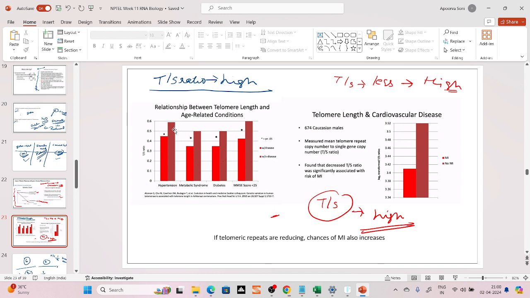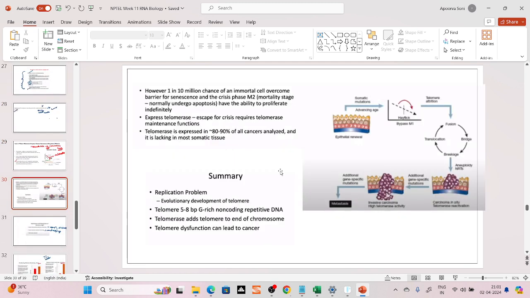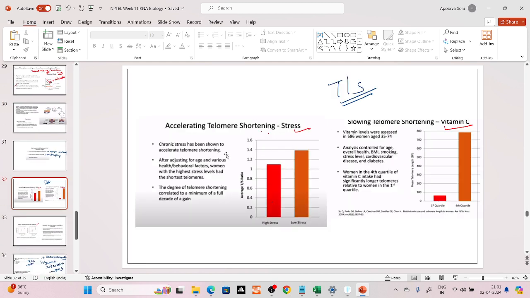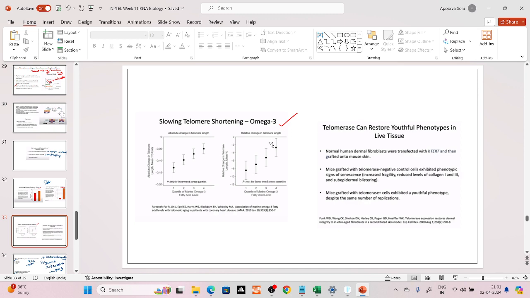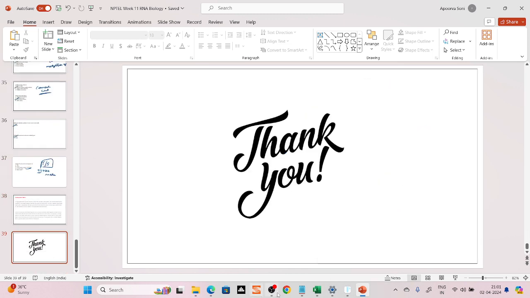And then we saw that the T by S ratio should be high. If it is less, then it might lead to different kinds of diseases. And then we saw that stress can accelerate telomere shortening, and telomere shortening can be slowed down with the help of vitamin C and omega 3 fatty acids. And this is all we have studied today.